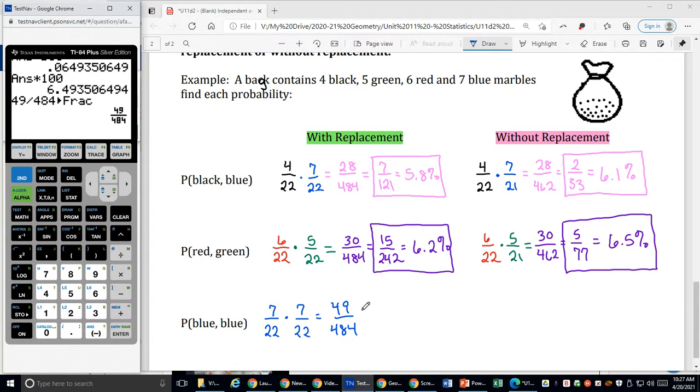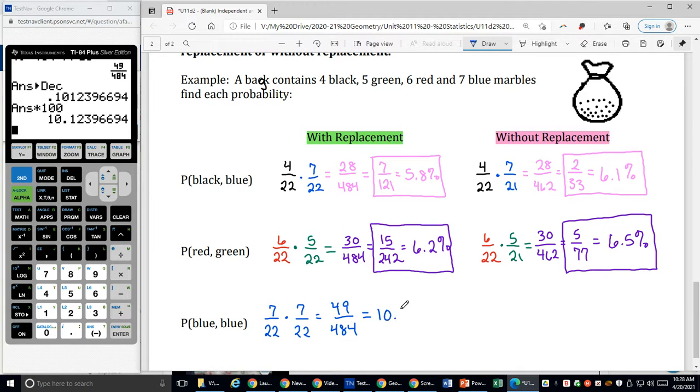That doesn't reduce. Okay, so as a decimal, math, give it to me as a decimal, times 100. Okay, and this is our most likely case so far, 10.1% of the time, I'm going to pull 2 blue marbles, which makes sense. There's more blue marbles in the bag than there are any other color, right? That's my biggest number of colored marble.